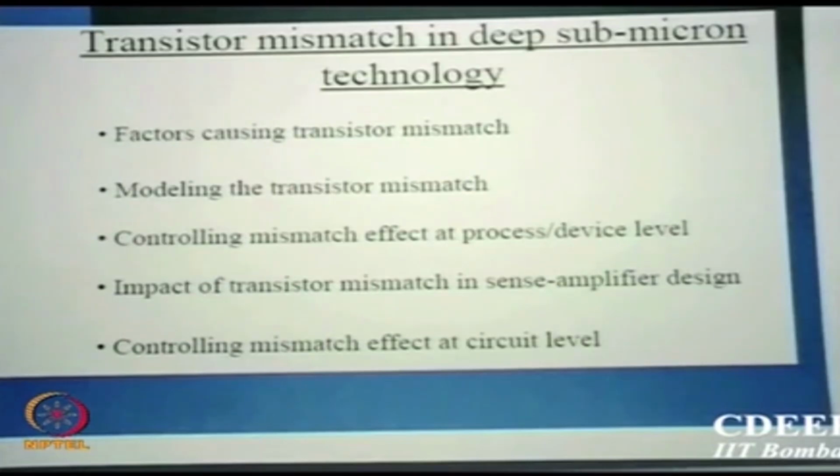Now the first thing we must do is model that mismatch. If you can model it partly, we can take care of it in design. Then of course, can we control it at the process and device level, like threshold, which can be controlled to a great extent by different methods. So we try that. Then the impact of transistor mismatch: one of the major worries in DRAM or SRAM was the sense amplifier design, and there the mismatch created a hell of a problem, as 1-0 was never guaranteed, and we are looking for fast access. So for the first time people realized that this mismatch can create a huge problem in the reliability of a DRAM. Of course one possible technique is to control at the circuit level.